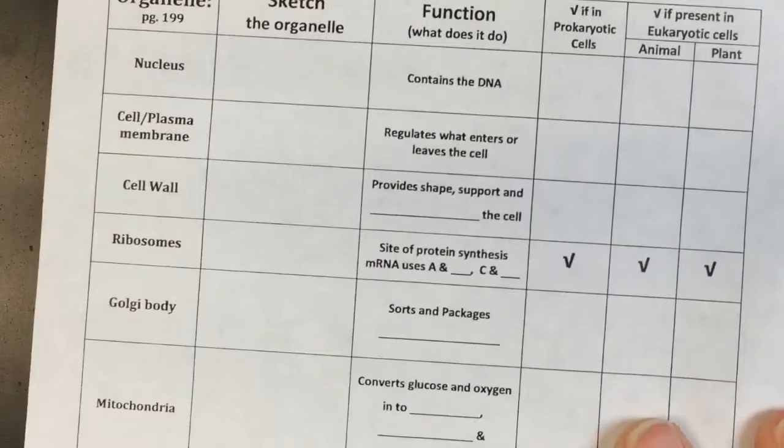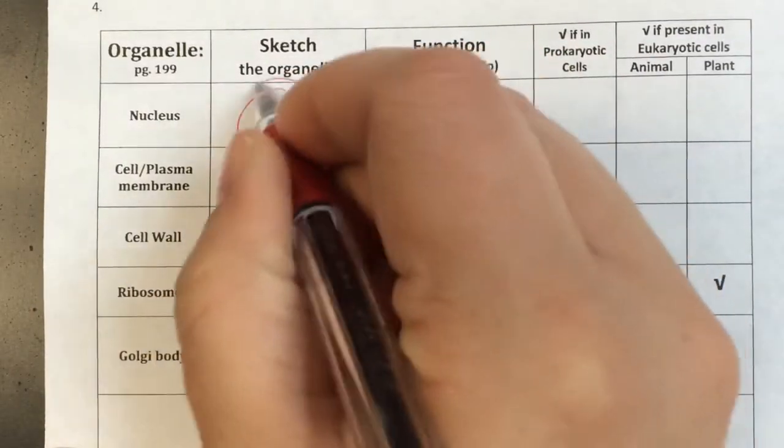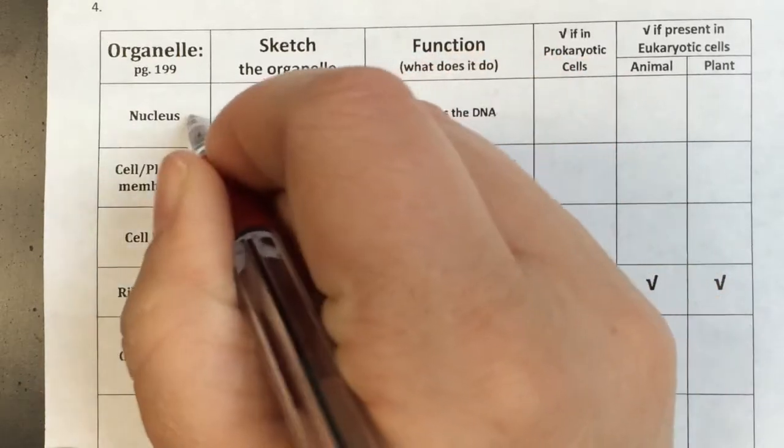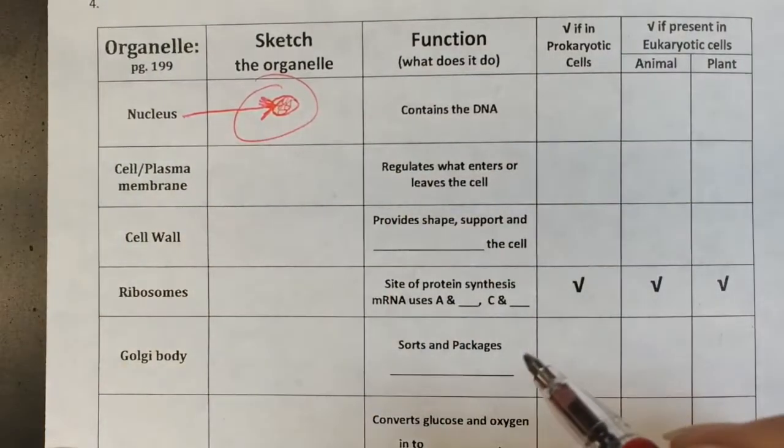And then we have our wonderful list of organelles. So a nucleus. If we have a great big cell and you see something inside it, that is the nucleus, and inside there is going to be a whole bunch of DNA.